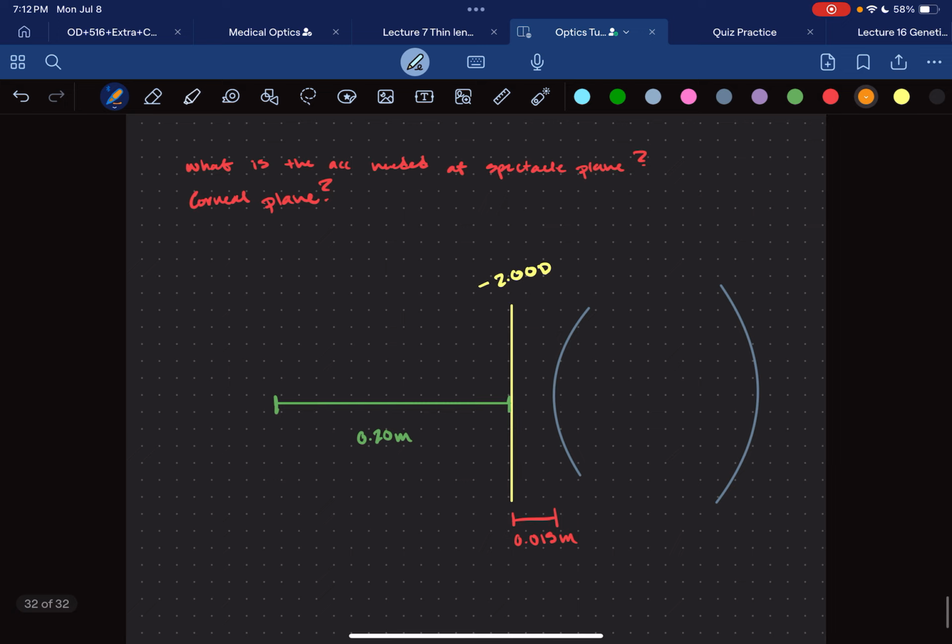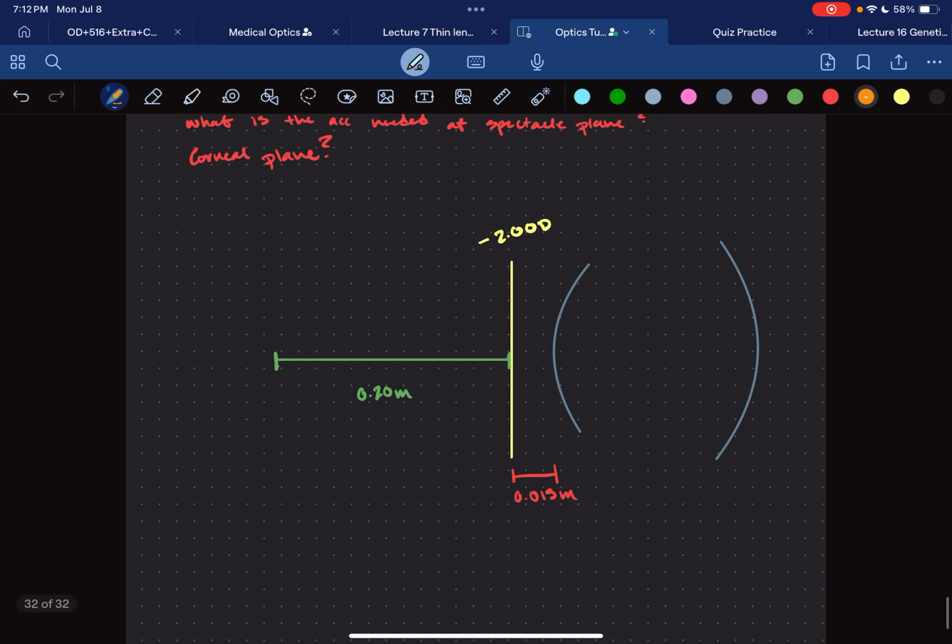So we're going to find what the accommodation needed is at the spectacle plane and the corneal plane. This is for someone who has a -2 diopter spectacle prescription, so a myope. Their glasses are 15 millimeters from their eye, and they're looking at an object that is 20 centimeters from the front of the glasses.